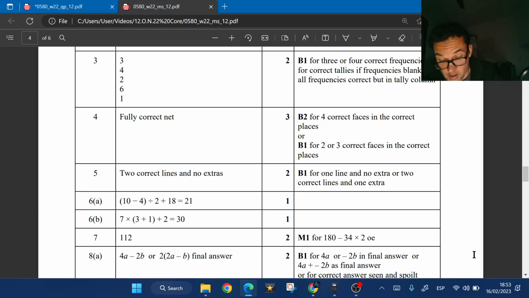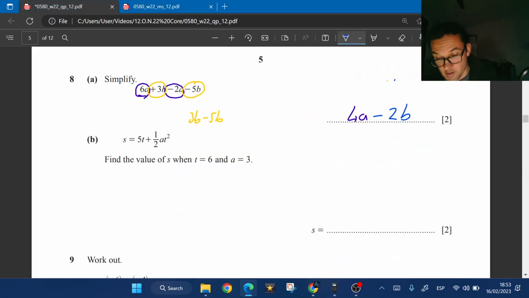You could factorize it as well. You don't need to do that. 4a minus 2b is good enough.